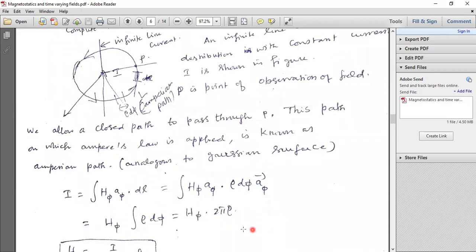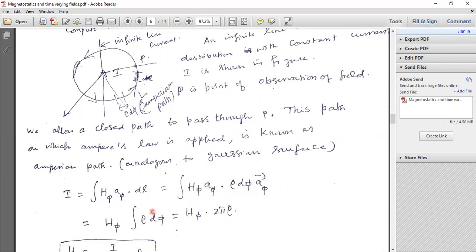Why are we taking only the phi component? Because the magnetic field is in the phi direction only. In other directions, there is no magnetic field component. Only around the conductor, there is a magnetic field. So only the phi component is enough. When you take the dot product, a phi dot a phi is equal to 1, so we have rho d phi.